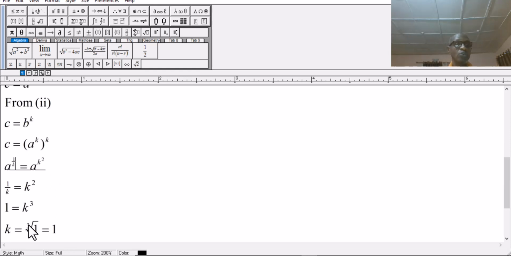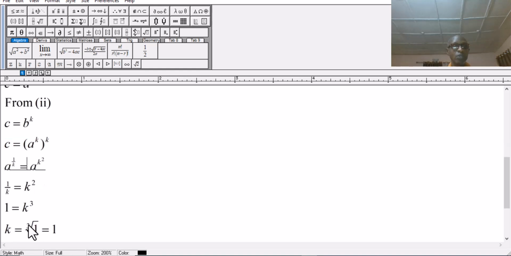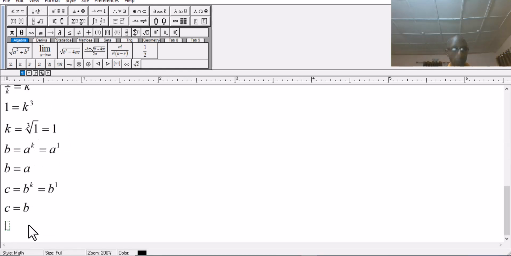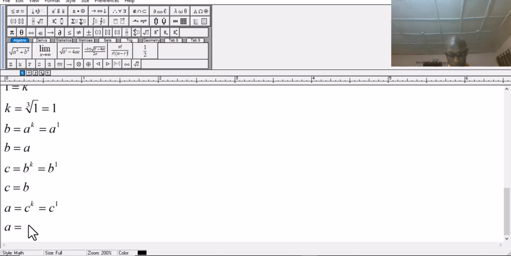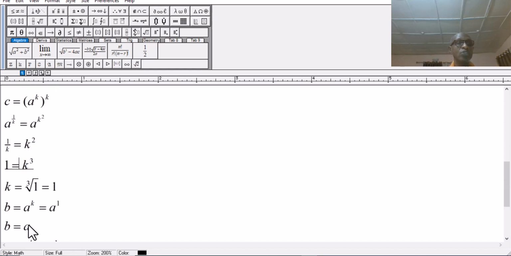So we can also go to the last one, which is a equals c raised to the power of k. So we know our k is equal to 1, so we can say c raised to the power of 1, which implies that a equals c. So we can see from here that a is equal to b is equal to c. So this is what we are asked to show.